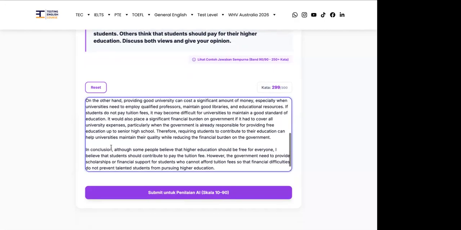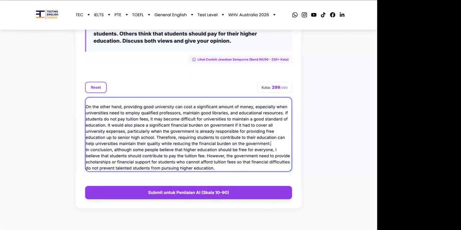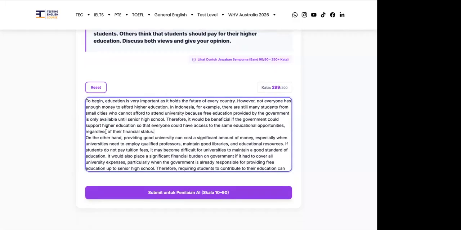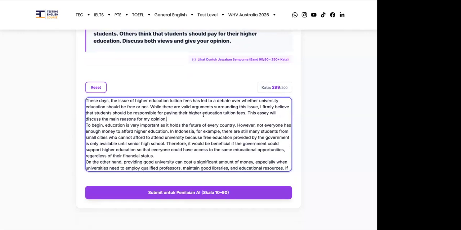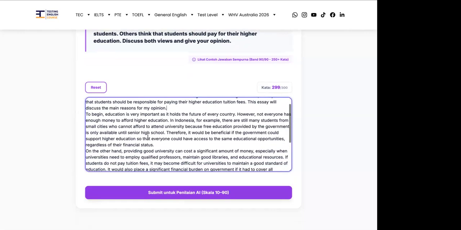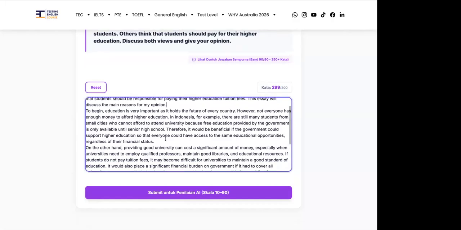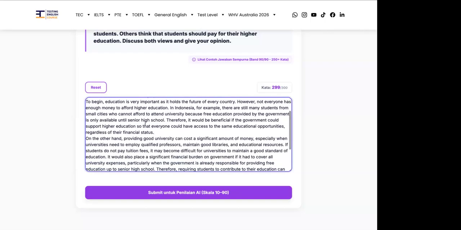You don't need to actually go with these separations later on. If you write like this, I will also score you though. Like this, for example, I will also score you. No worries about having a space like that. No need to do that. Here, we cannot afford university, therefore have access. Therefore, it can benefit the government if they could.